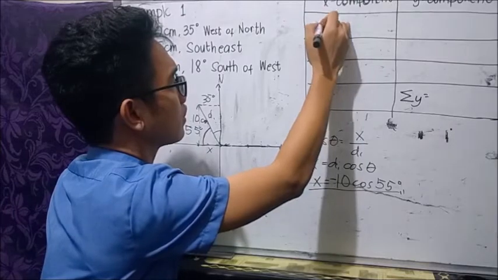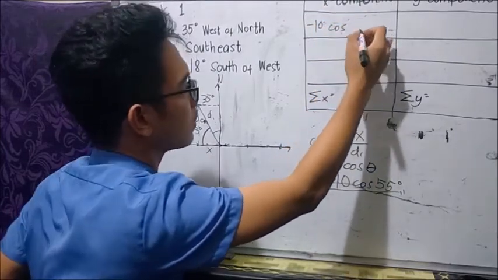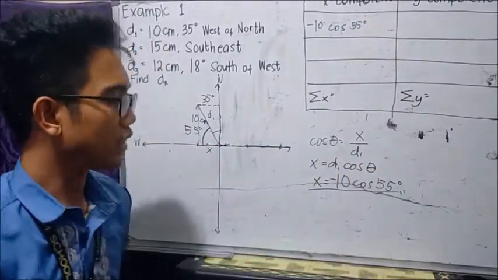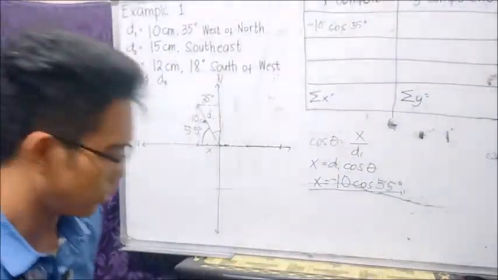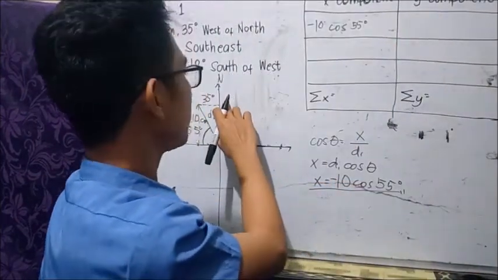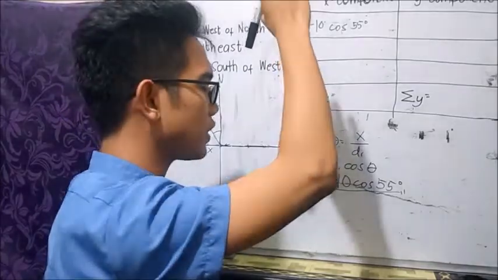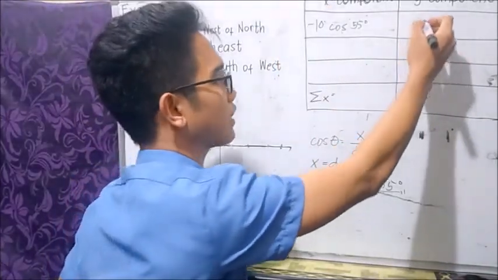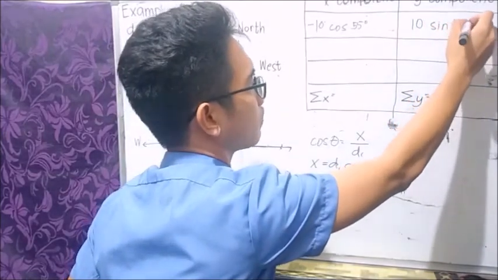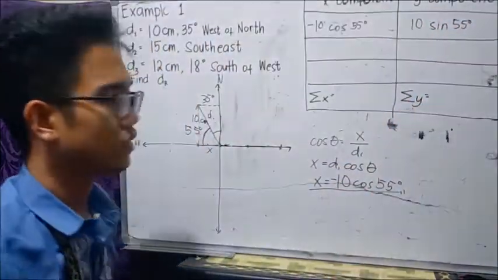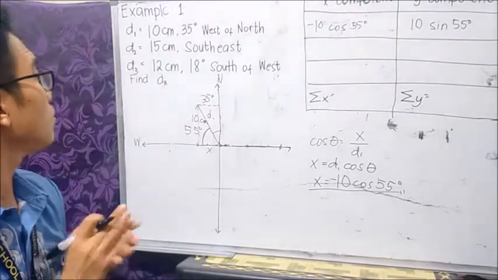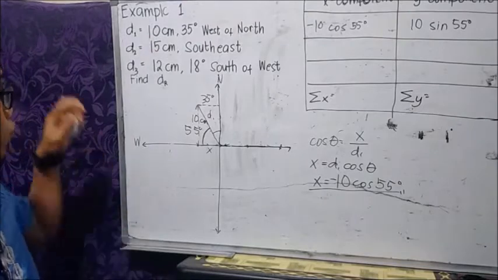Negative 10 cosine 55 degrees. Next, how about the y component? The y component is positive, because it is on the upper side of the y-axis, so we have 10 sine 55 degrees. Do you understand that? Now let's proceed to displacement 2.